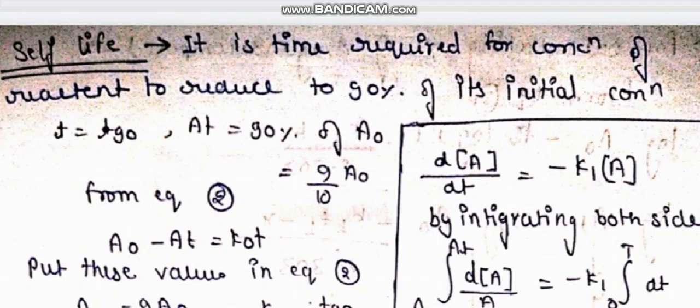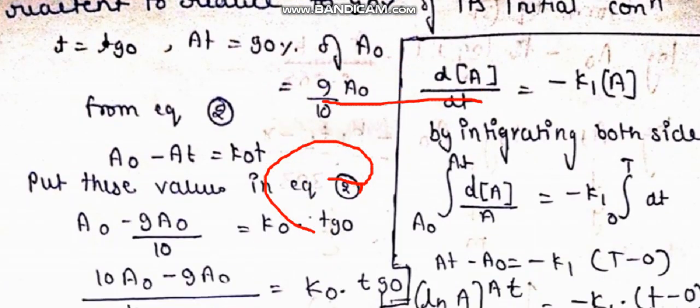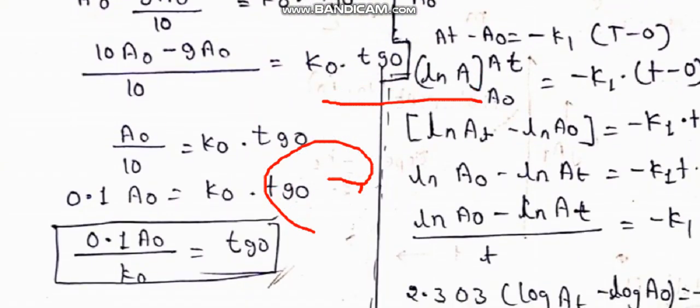Now the question is about the shelf life of the drug. Shelf life is the time required for the concentration of reactant to reduce to 90% of its initial concentration. Here T is replaced by T90 and AT is replaced by 90% of initial concentration, which becomes 9 by 10 A naught. Putting all these into equation number 2, finally we get the equation 0.1 A naught upon K naught is equal to T90.